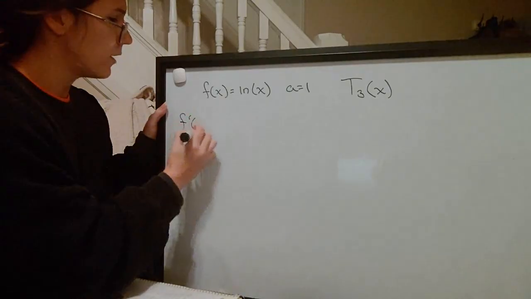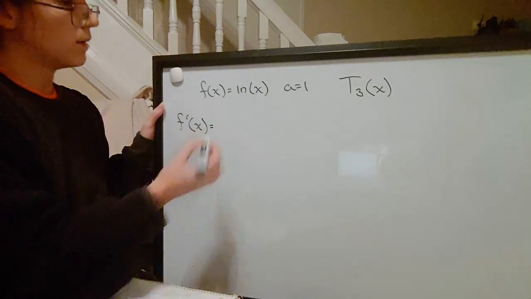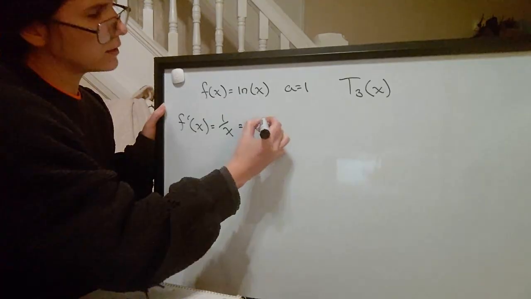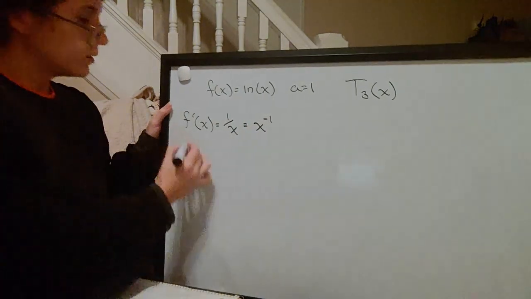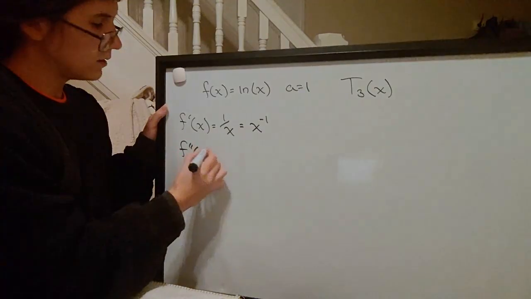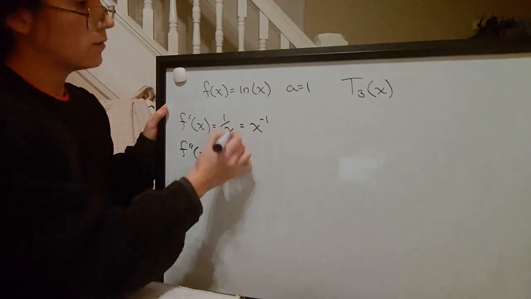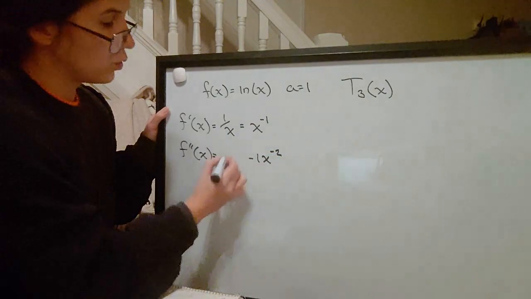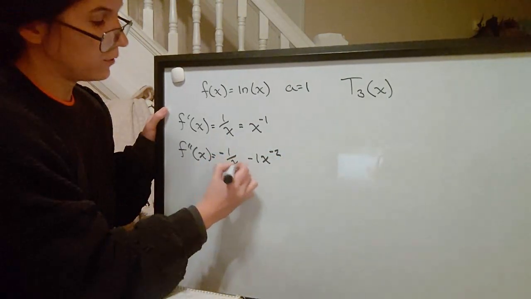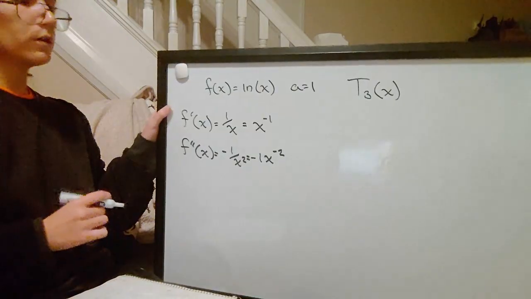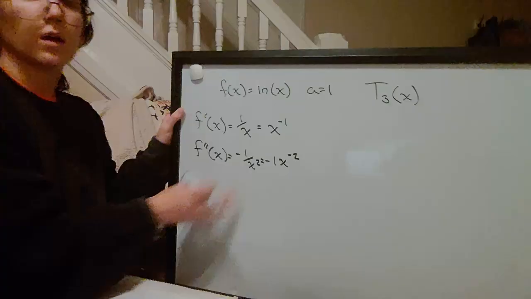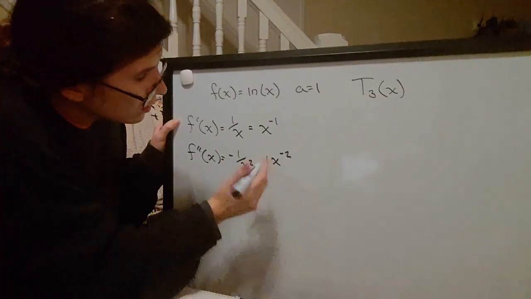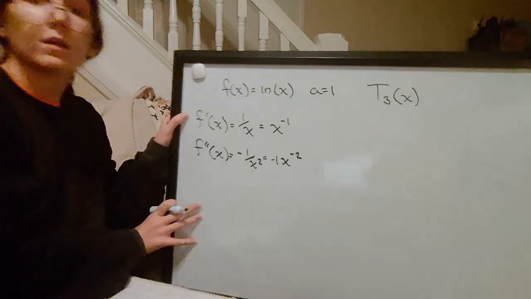Our first derivative of ln x is going to be 1 over x, or x to the negative 1. We can derive this again, and then that's going to be negative 1 x to the negative 2, or negative 1 over x squared. We'll keep both because we're going to need to plug in a number for these anyway, and these regular forms help us when we're plugging in.